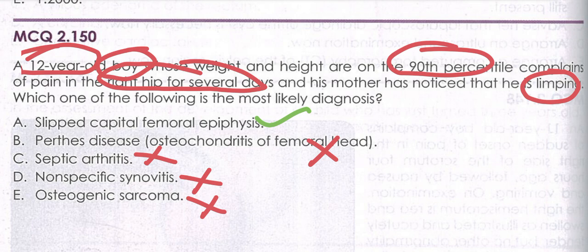This question you will commonly see in the exam, and I have seen it in the previous papers multiple times. These topics, slipped capital femoral epiphysis, Perthes disease, and developmental dysplasia of the hip, all three you have to go through, clear your concept and try to understand. These questions will be in the exam. I hope your concept is clear now.